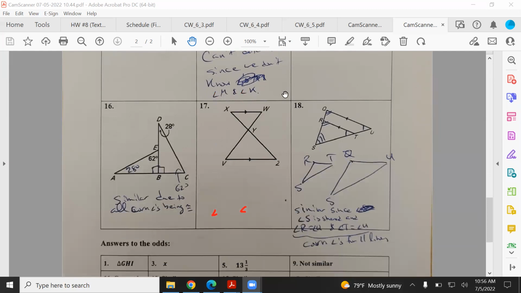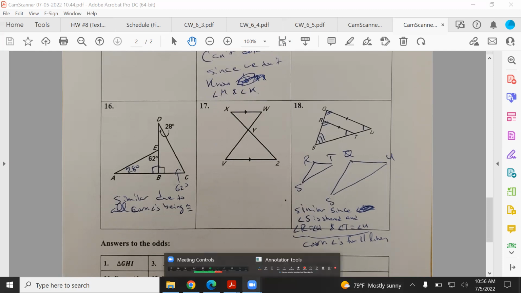For 16 and 18, find missing angles again. If you have 62 for angle ABE, then that's 28 for the other angle. That's 28, that's 62. So those are similar. Corresponding angles are congruent. Those are totally similar.